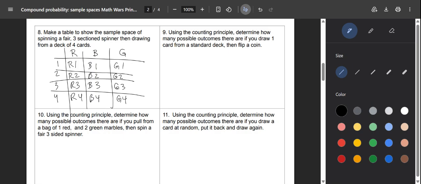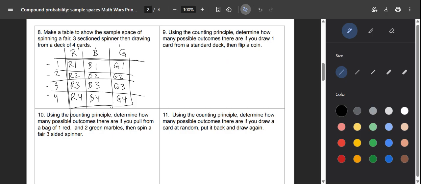All right, number 9 says, using the counting principle, determine how many possible outcomes there are if you draw 1 card from a standard deck, then flip a coin. So the counting principle basically just says to use math to solve out how many possibilities there are. If we look back at the previous example, our table had 3 options across the top and 4 options going down the side for a total of 12 options in our sample space.